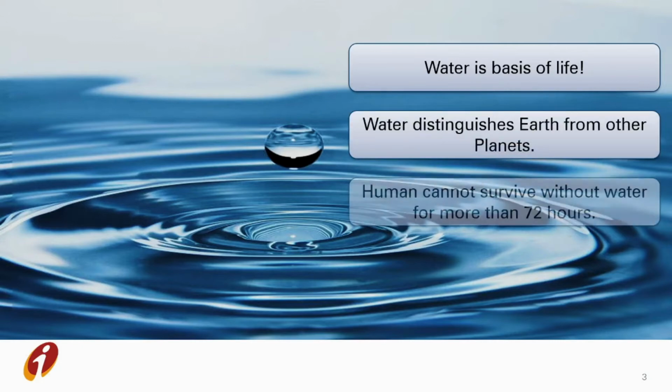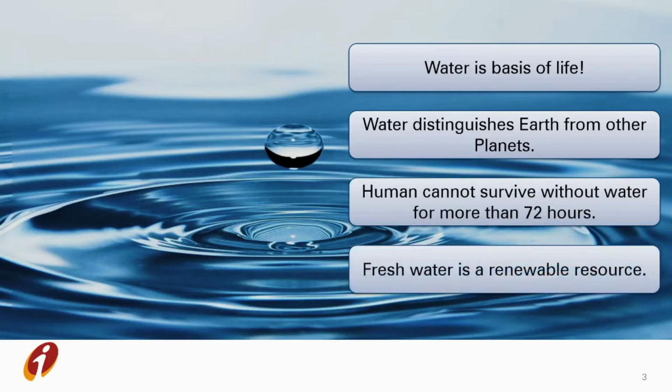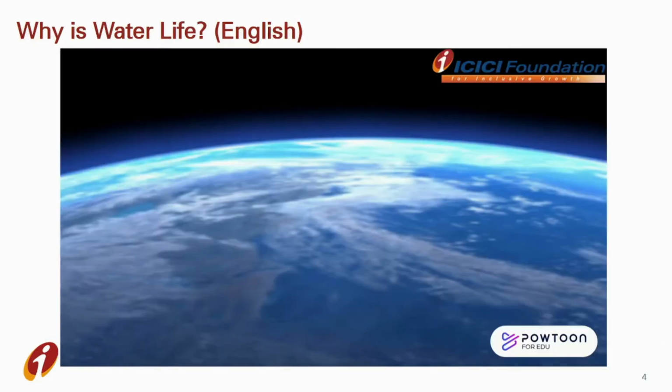In fact, we can survive without food for a week. However, without water, life would end in 72 hours. Precisely why we are unable to find life on other planets. The water that we consume for our human needs is just the fresh water available on Earth's surface. This is a renewable resource. To understand why water is life, let us watch a small video.